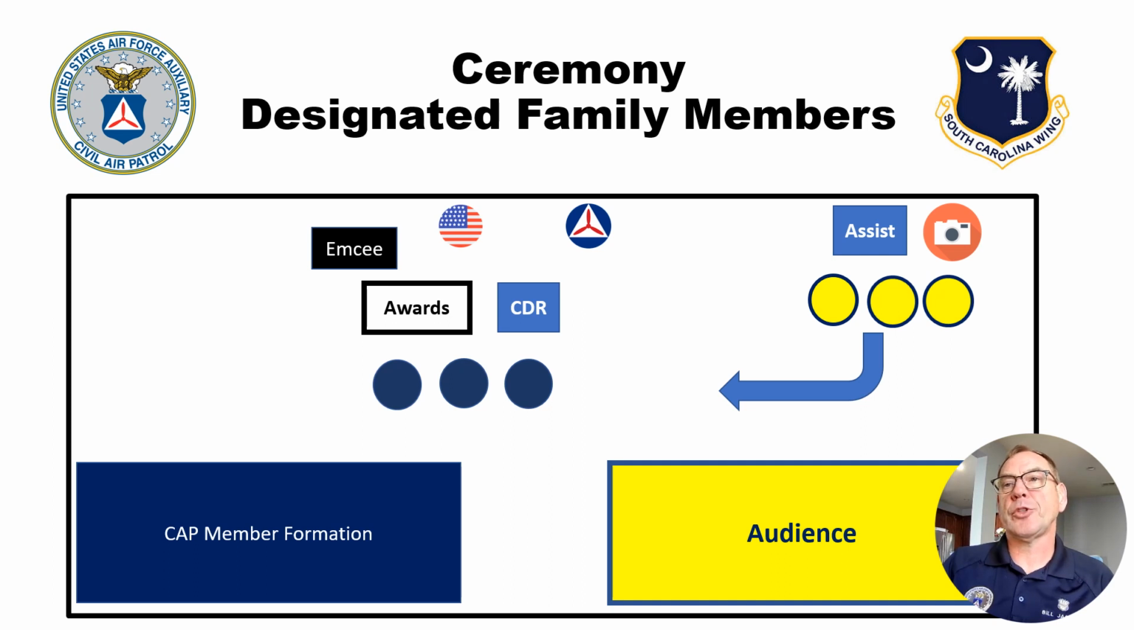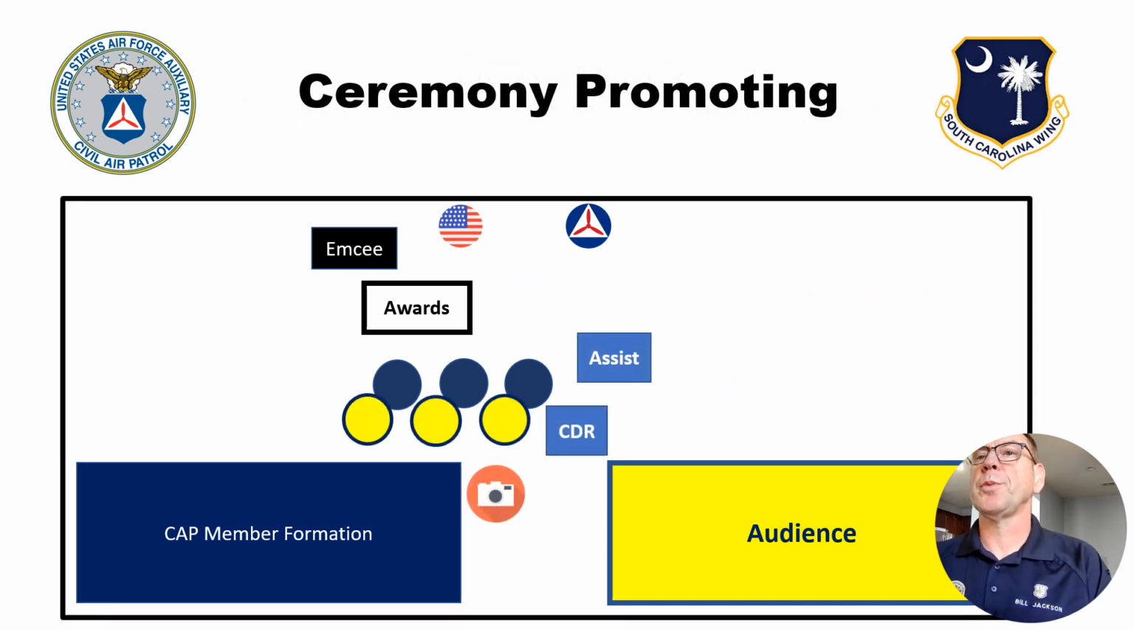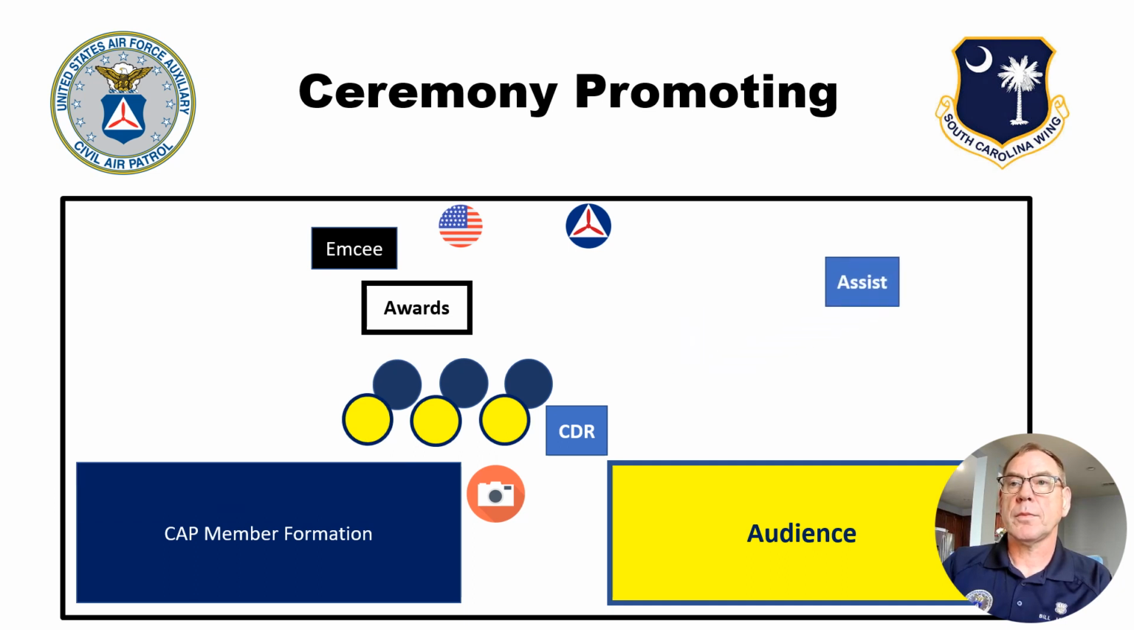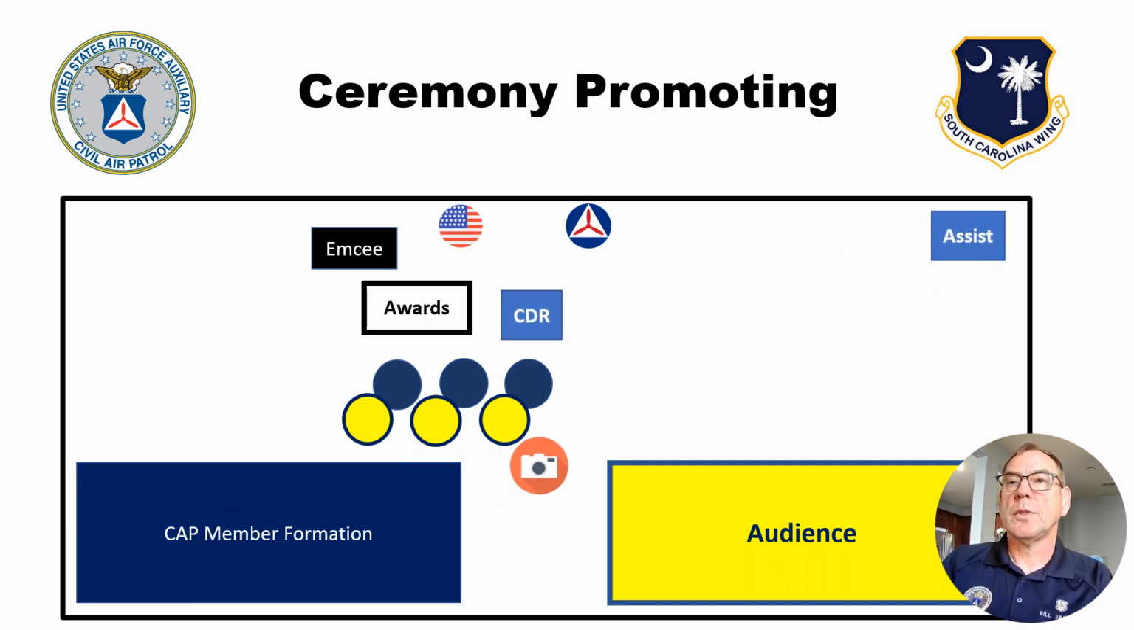At this point, the commander's assistant will usher his or her group over to the promotees or awardees. And here we see them right there. Now, at the same time that the ranks are being pinned onto the uniform, the MC explains the significance of the promotion or awards while the members are receiving the promotions or awards. Remember, for milestone awards, there's a specific fact write-up that you have to actually commit to. Afterwards, everybody returns back to their location.